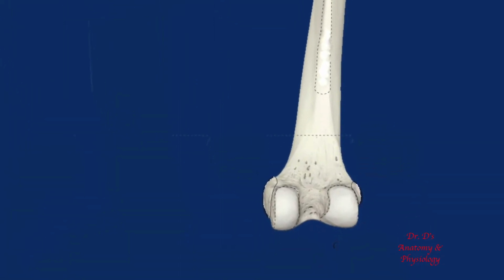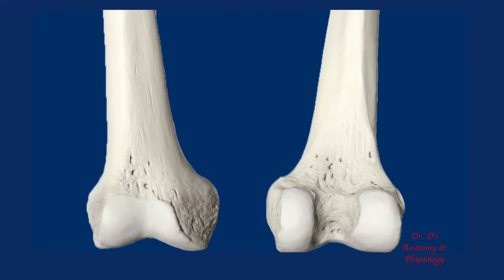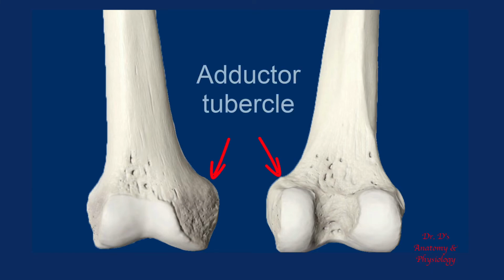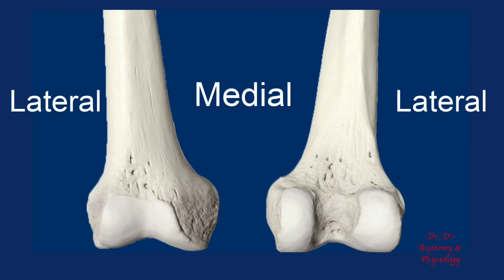Here is the distal end of the femur. First, note how the femur tends to angle slightly medially. One of the adductor muscles, the adductor magnus, pulls the femur medially and attaches to a tubercle that is found here. It is called the adductor tubercle. The adductor tubercle is on the medial side, and the medial and lateral sides are now indicated.